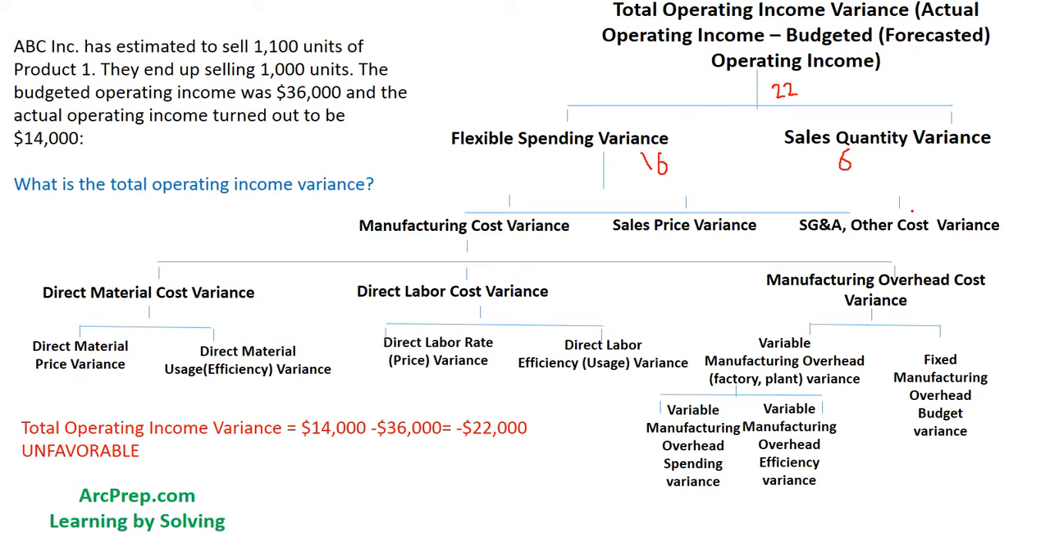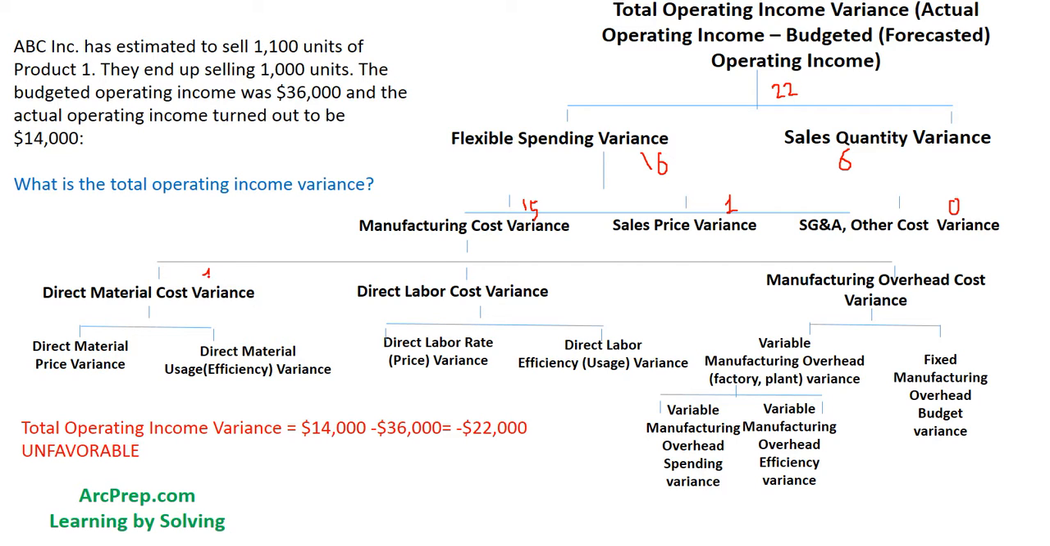And then we said the SG&A cost variance, we assumed it was 0 given in the problem. And we said the sales price variance was $1,000. The rest of the $15,000 was because of manufacturing cost variance. $15,000 adding up to $16,000, $16,000 plus $6,000 adding up to $22,000.